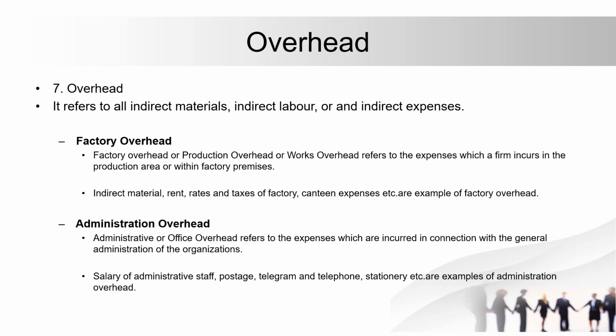And the important concept is overhead. In overhead also we can see indirect, that is, indirect material, indirect labor and indirect expense come under overhead. We have four types of overhead: factory, administrative, selling and distribution. So the first one is factory overhead.